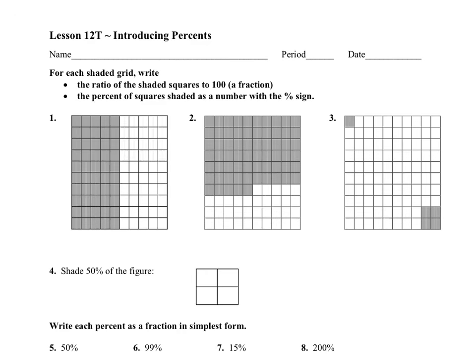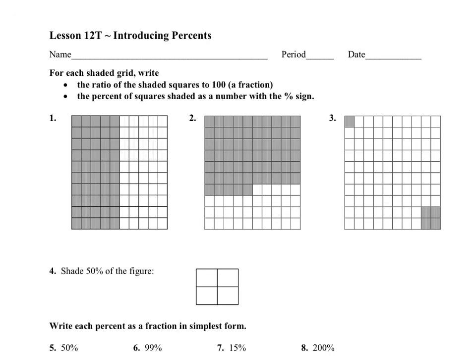A percent is a ratio that compares a number to 100. When a number is written as a percent, the percent symbol is placed after the number. For example, the ratio 10 over 100 can be rewritten as 10% with a percent sign after it.